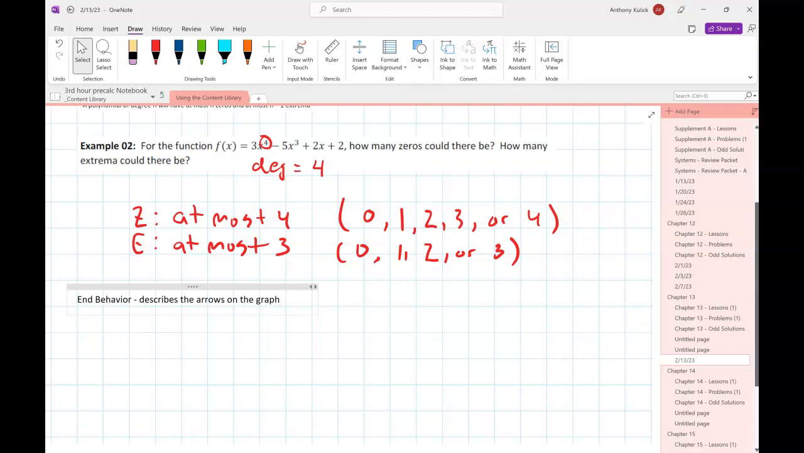So in this class, we're going to introduce a new notation to describe these. This new notation is called limit notation.